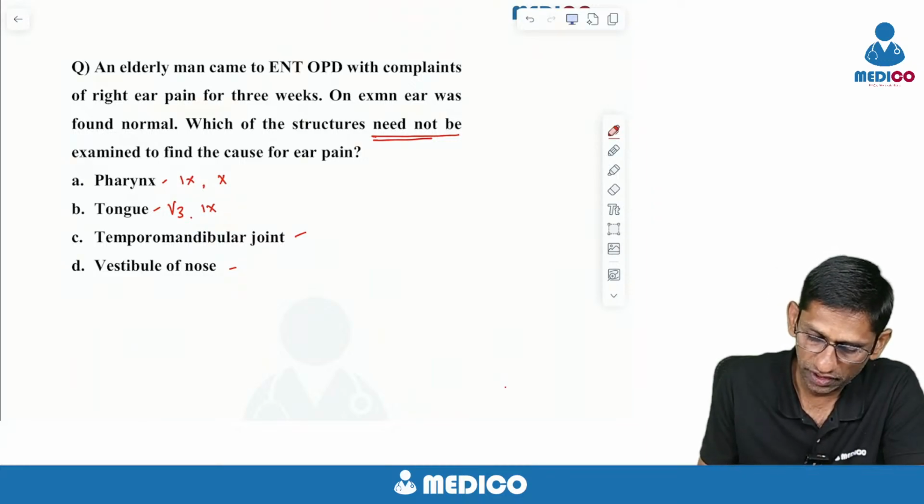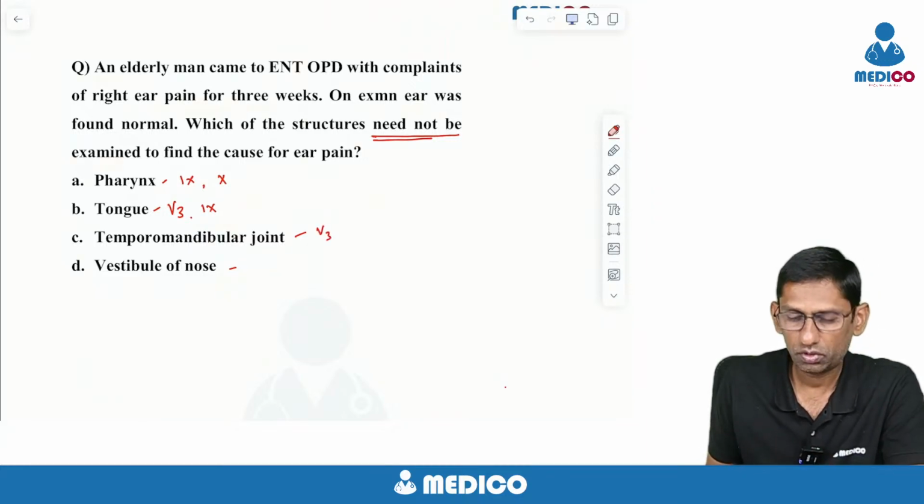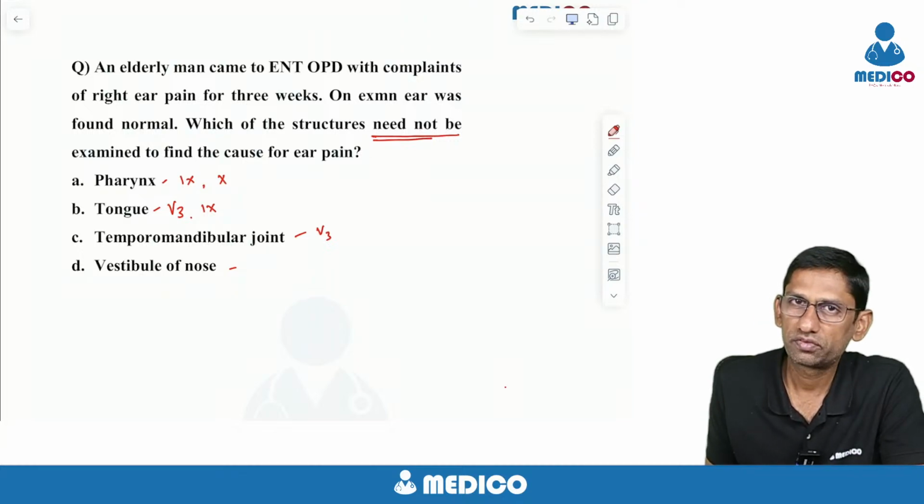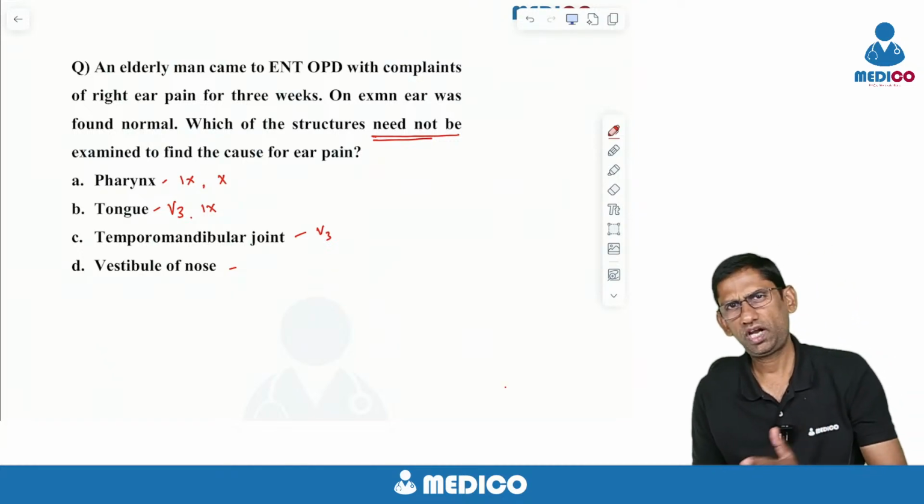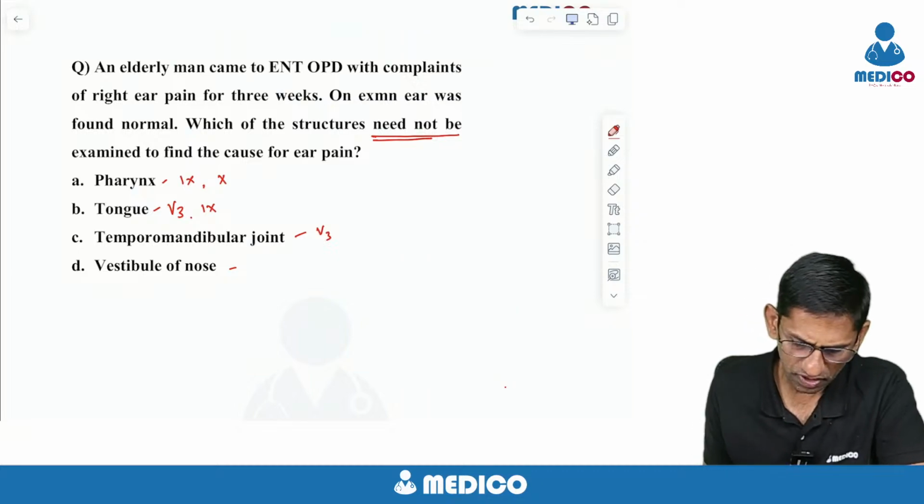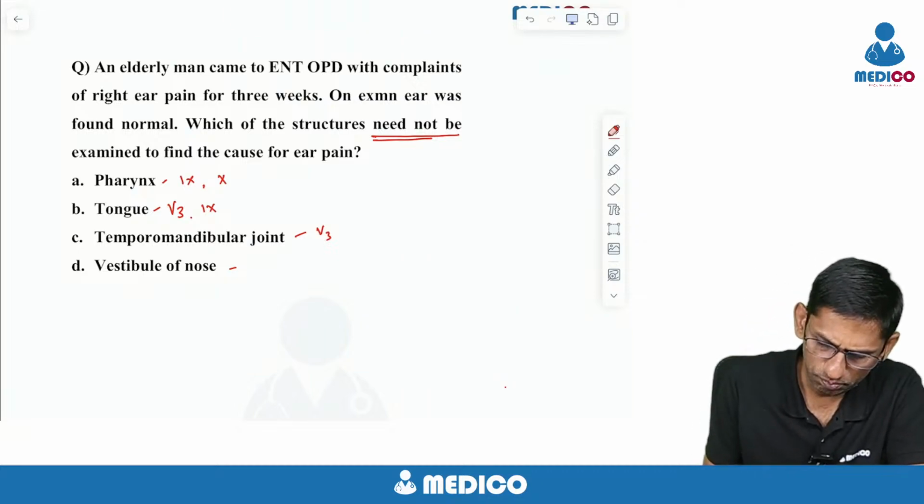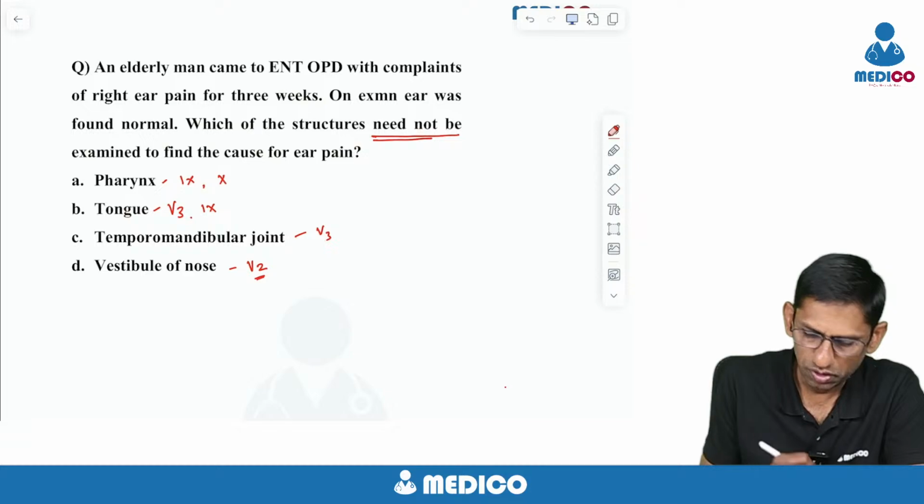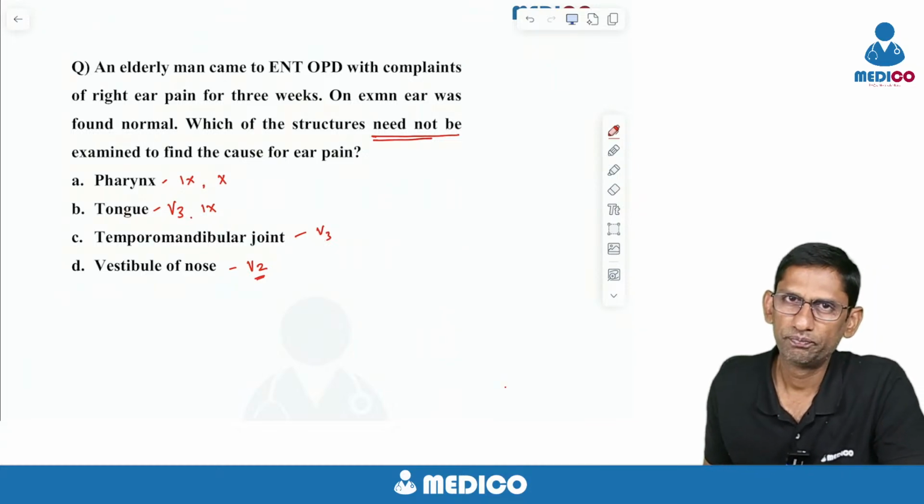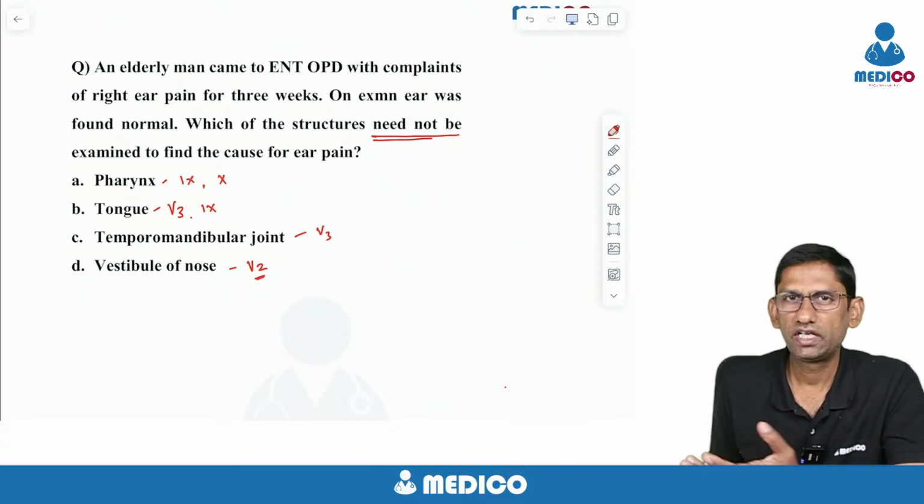Temporomandibular joint, again it is the auriculotemporal nerve from V3, the mandibular division of the trigeminal nerve. So V3 has a supply to the ear also. And the vestibule of the nose is supplied by V2, the maxillary division of the trigeminal nerve, which does not have any supply to the ear.